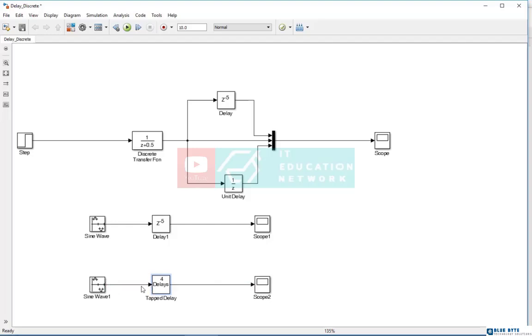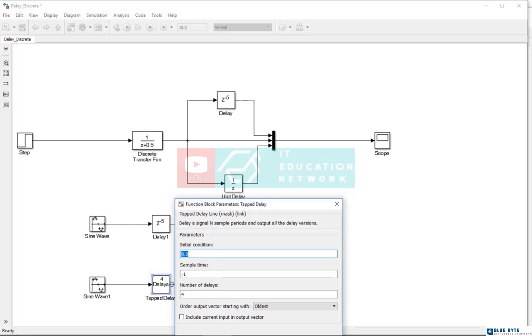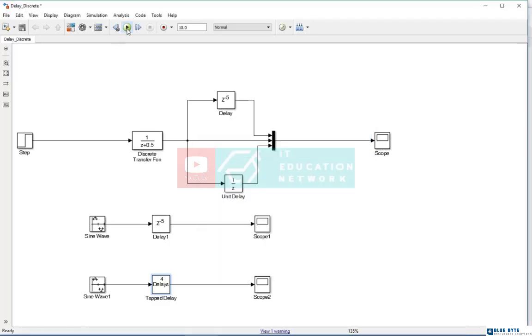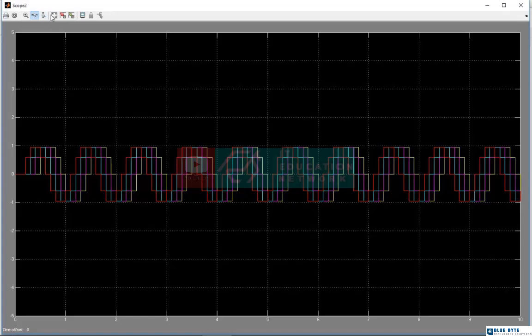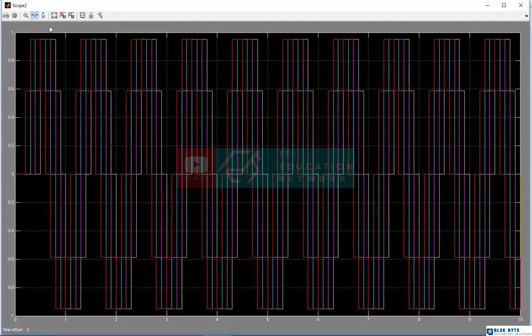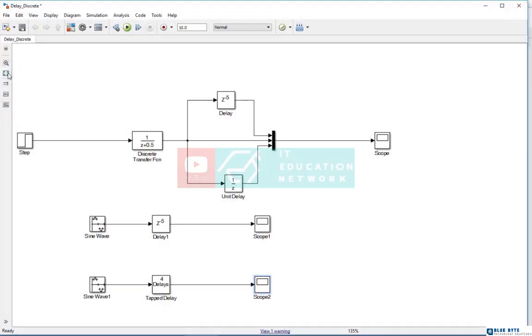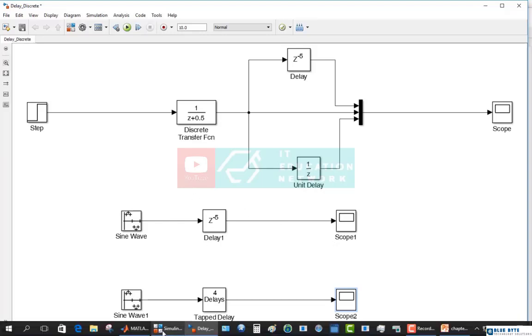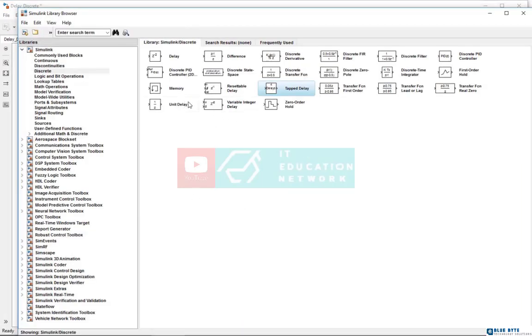How? For example, if I set the number of delays for every 0.1 step, the output will be shown in the scope. Now, if I simulate this file, you can see them in detail. For each unit that our system has delay, it is shown. As you can see, each unit that the system faces delay is shown in the scope. It was the method of working with tap delay in discrete systems.